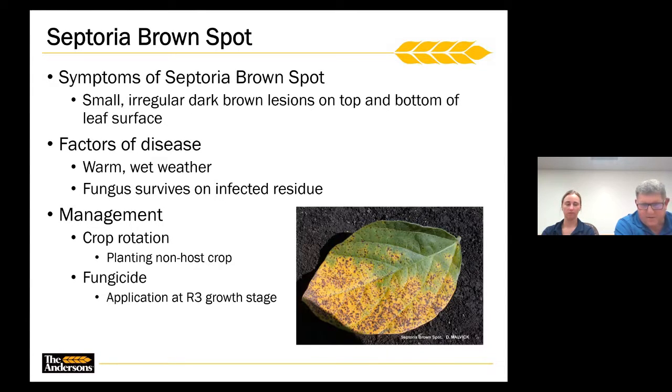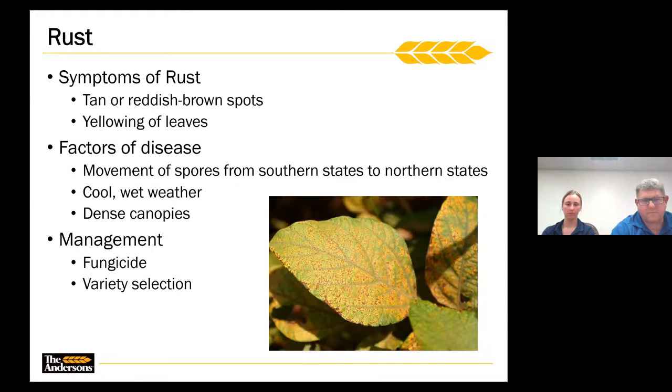And just as a side note, this is one of those diseases that you'll see in vegetables, especially on the tomato side. So if you're starting to see this in your garden or in some of the vegetable fields around you, a pretty common disease that you'll see in soybeans.